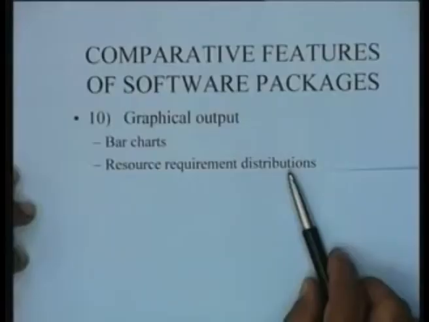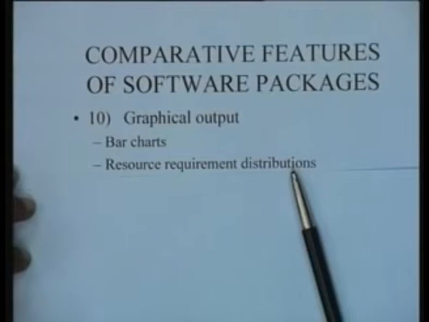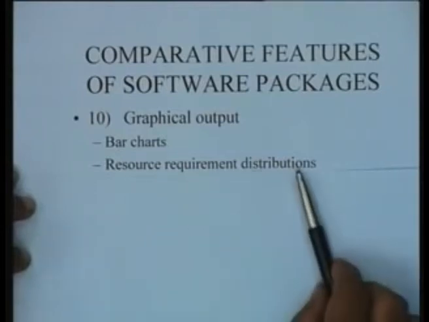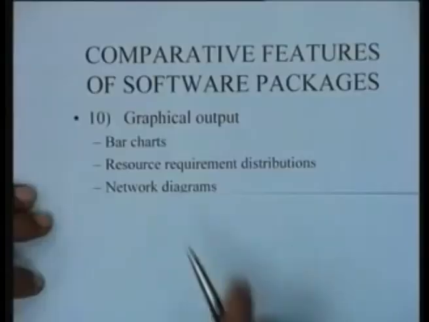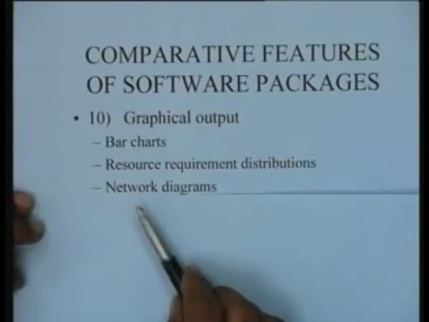So you can have various kinds of bar charts with different kinds of color code for those activities which are behind time, those activities which are ahead of time, and things like that. Resource requirement distributions are also basically bar charts, isn't it? The plotting of a resource requirement distribution or a resource aggregation profile. That is also just essentially this kind of a graph which shows you how the resource requirements will vary over time. Network diagram. So these are the three kinds of basically graphical output that we require when we are doing project management.